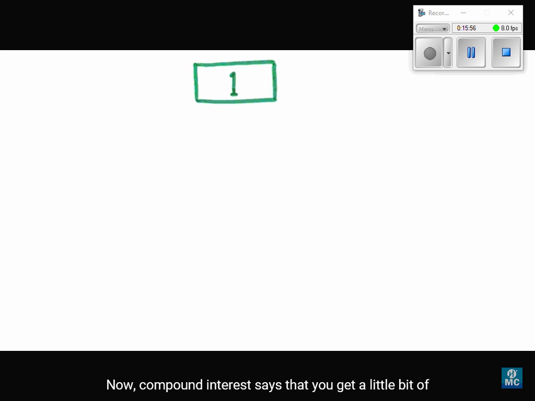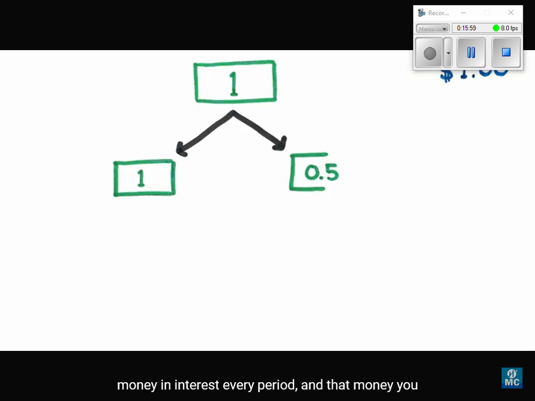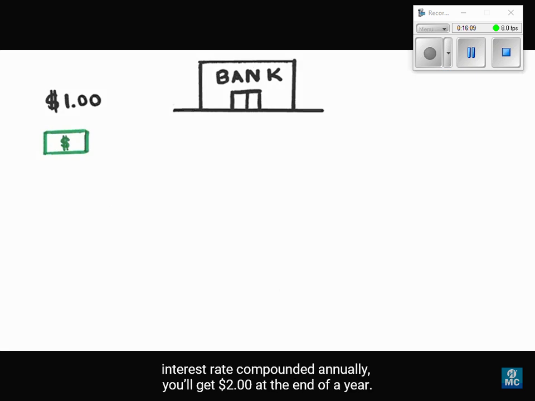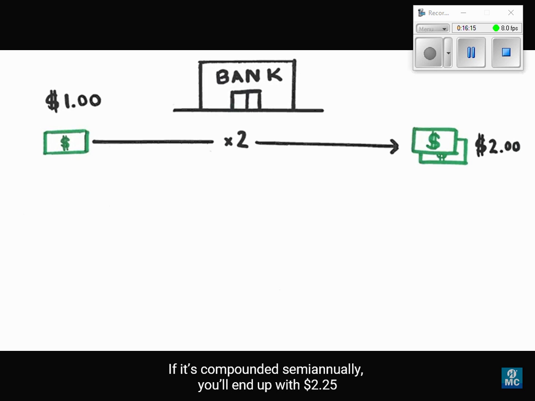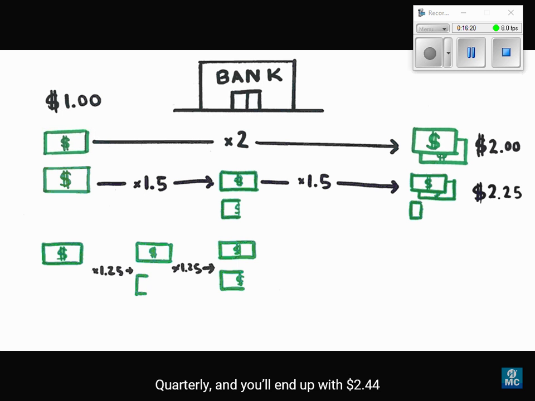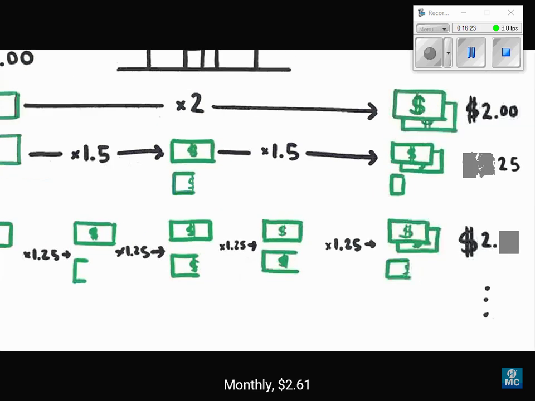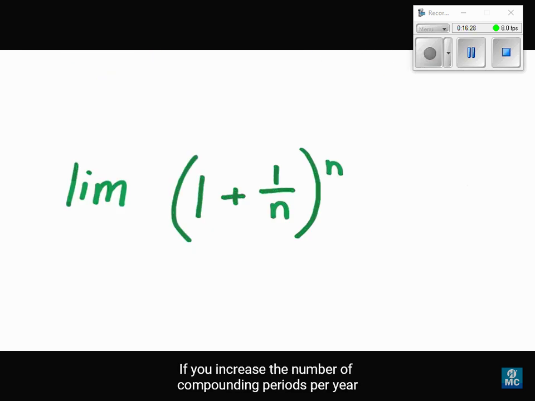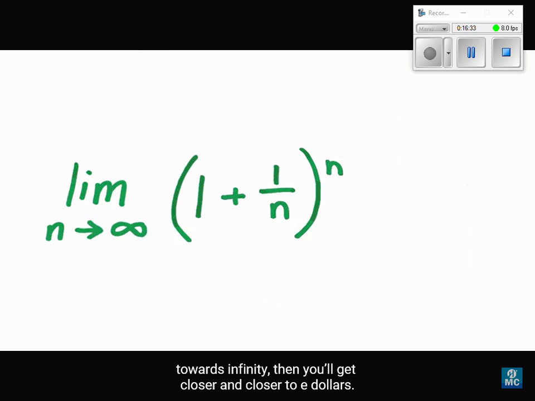Now, compound interest says that you get a little bit of money in interest every period, and that money you gained helps you gain even more interest next period. In other words, your interest compounds. So if you stick $1 into a bank account with a 100% interest rate compounded annually, you'll get $2 at the end of a year. If it's compounded semi-annually, you'll end up with $2.25. Quarterly, and you'll end up with $2.44. Monthly, $2.61. Weekly, $2.69. See where we're going? If you increase the number of compounding periods a year towards infinity, then you'll get closer and closer to e dollars.